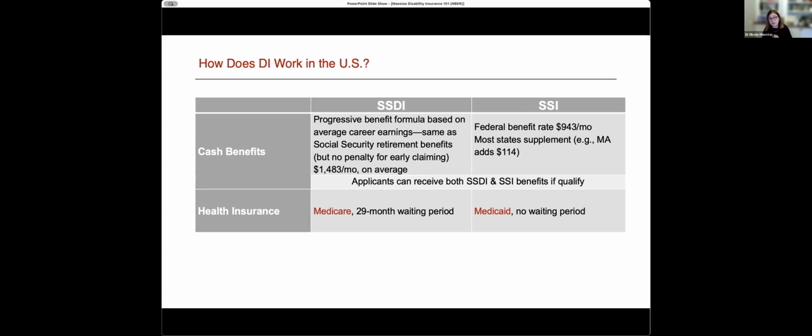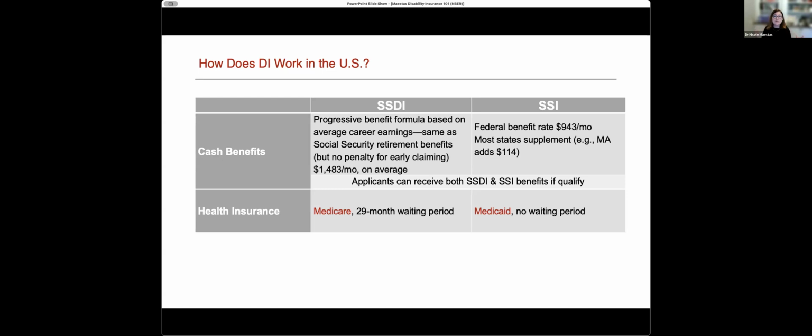On the other hand, SSI is quite a bit different. It operates on a federal benefit rate, which is $943 per month. It's the same everywhere, but some states supplement, and then there are some offsets for different types of income. So in the data, you might see variation in the benefit amount people are getting. That's what's happening. It's all working off of the federal benefit rate, which gets updated annually.